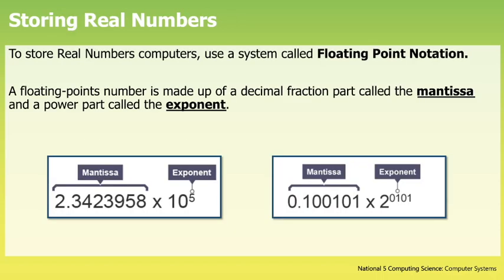And by real numbers, we mean numbers that have decimal points in it. For example, 3.1459. To store real numbers, a computer uses a system called floating point notation. If you're doing maths or physics, you may have also heard of scientific notation. It's very similar. A floating number is made up of a decimal fraction part called the mantissa and a power part called the exponent. So the mantissa is the number and the power is the exponent. Here it is in decimal form and here it is in binary form. The mantissa being the number, the exponent being the power of.